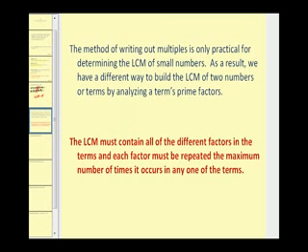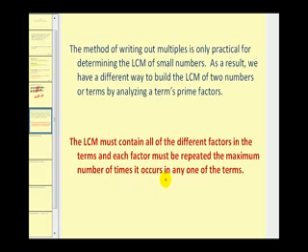The method of writing out multiples is only practical for determining the LCM of small numbers. As a result, we have a different way to build the LCM of two numbers or terms by analyzing a term's prime factors. And here's the key. The least common multiple must contain all of the different factors in the terms, and each factor must be repeated the maximum number of times it occurs in any one of the terms.